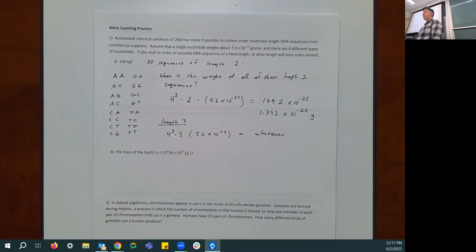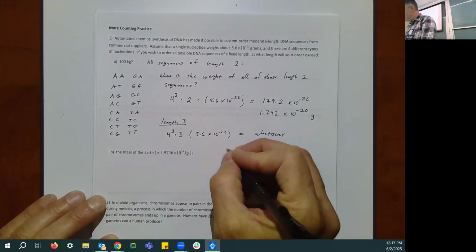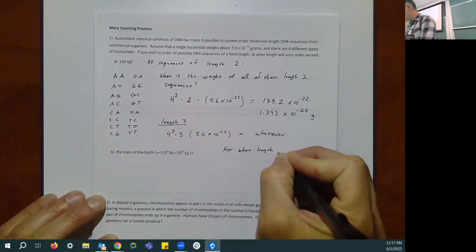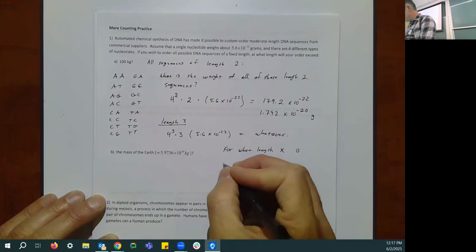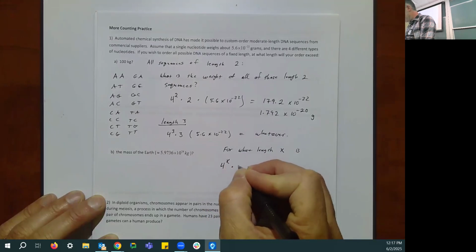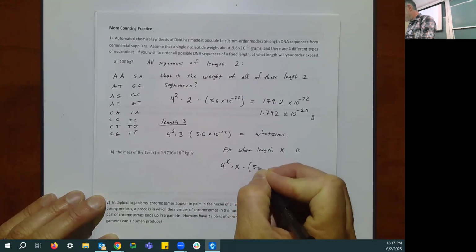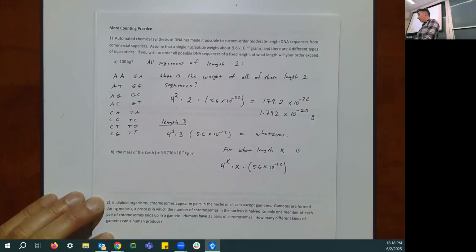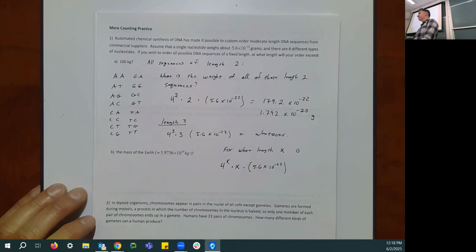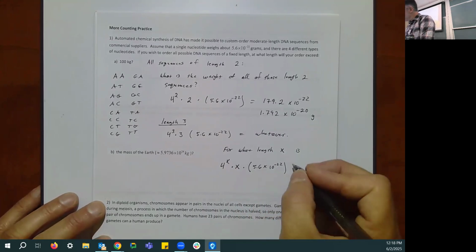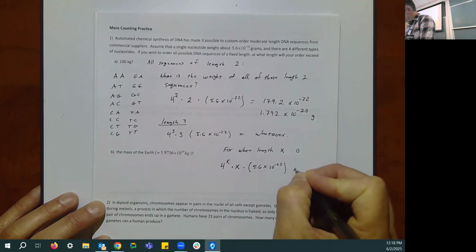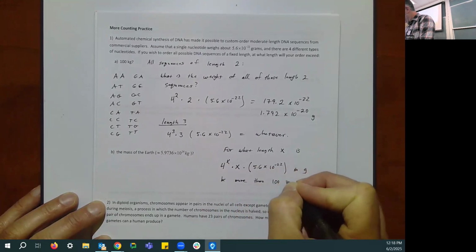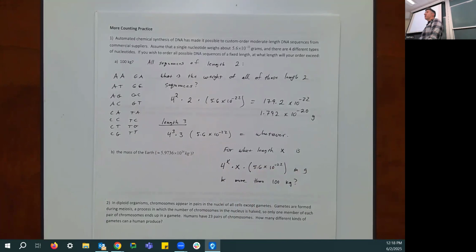Okay. So the problem here is that we're trying to figure out for what length, I'm going to call it X, is 4 to the X times 5.6 times 10 to the negative 22nd going to be bigger than 100 kilograms. So this is in grams. It should be more than 100 kilograms. And unfortunately, you can't really solve an equation like this, right?